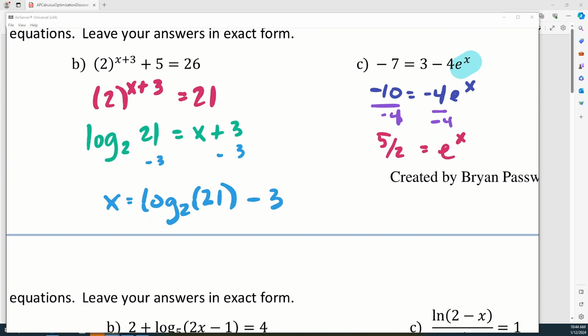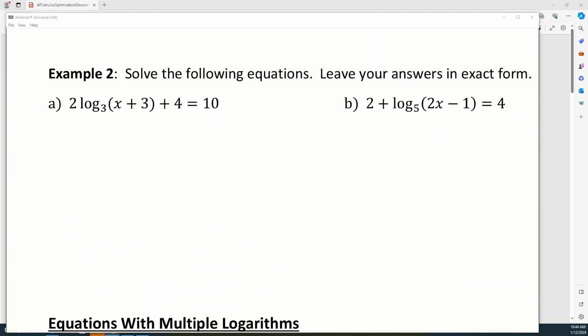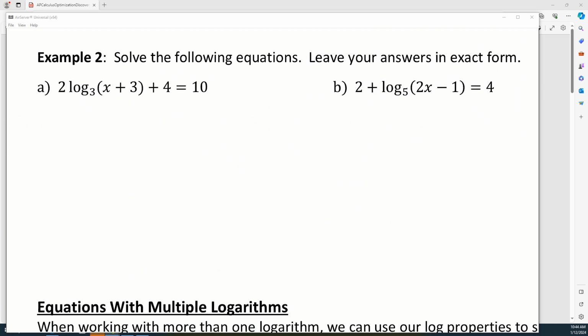All right, so we're ready to write it as a logarithm. So what kind of logarithm is this going to be? Right, so the natural log of 5/2 is equal to x. And that's it. It's solved for x. You're done. All right, so what questions do you guys have on the exponential equation? Okay, let's look at some logarithmic equations.